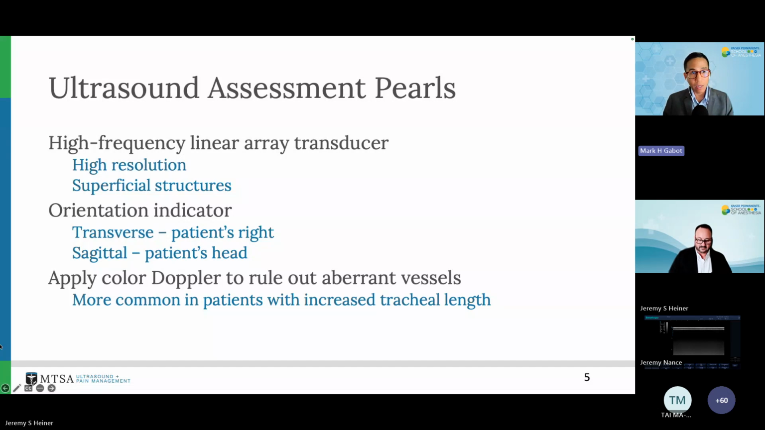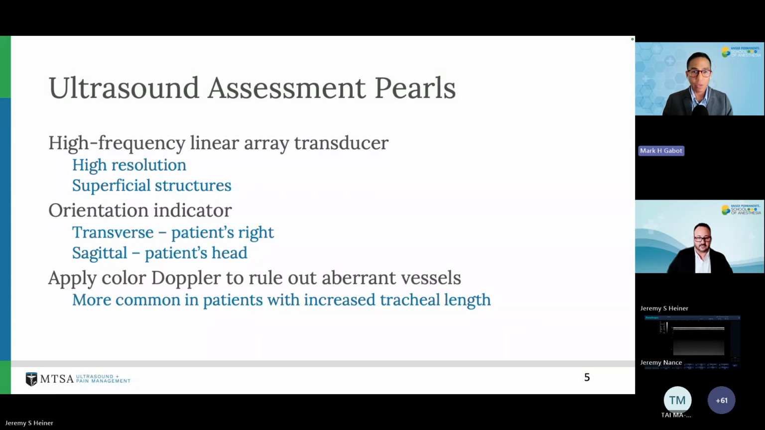We can use the ultrasound as basically our mind's eye to identify a box that dictates upper, lower, as well as left and right borders of that cricothyroid membrane.